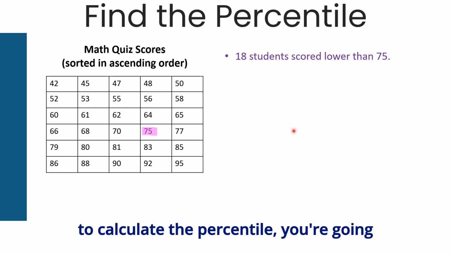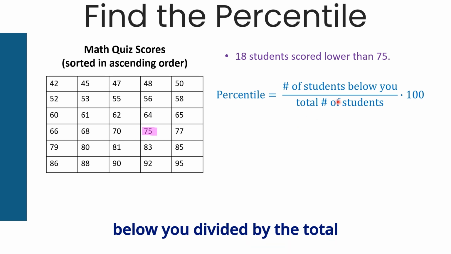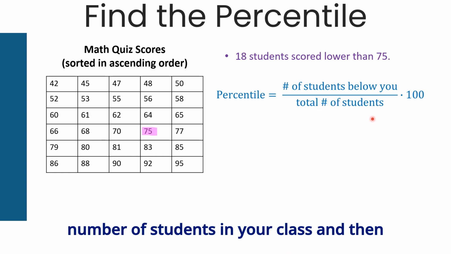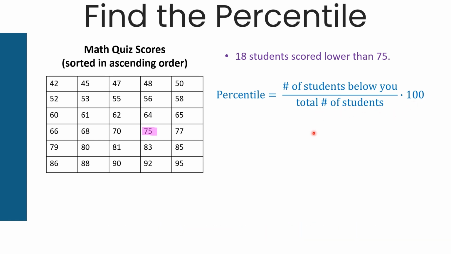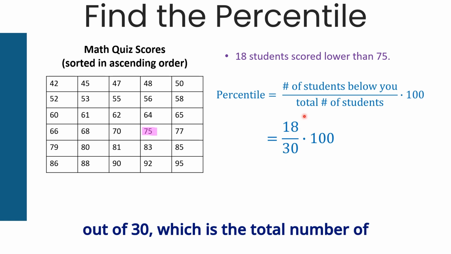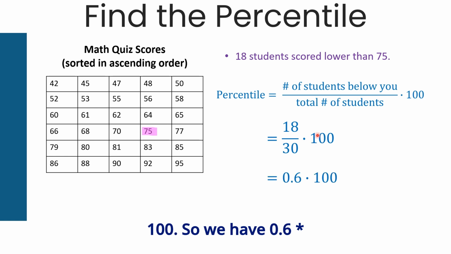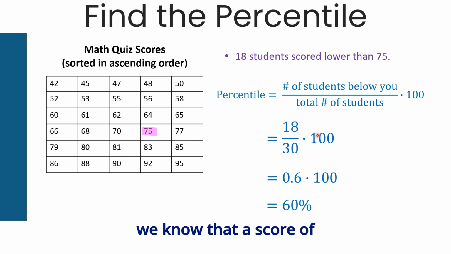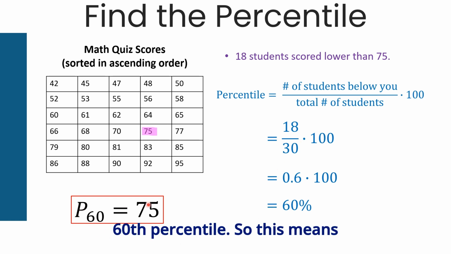Now to calculate the percentile, you're going to take the number of students who scored below you, divided by the total number of students in your class, and then multiply by 100 to turn it into a percentage. So in our case, we have 18 students who scored below 75 out of 30, which is the total number of students in your class, and then times 100. So we have 0.6 times 100, so that's 60%. We know that a score of 75 is at the 60th percentile.